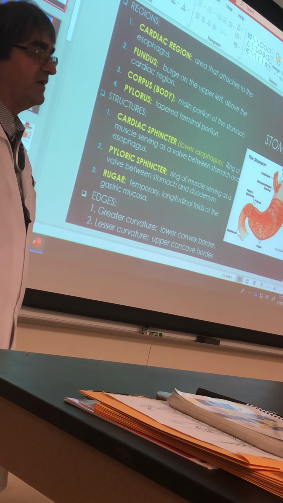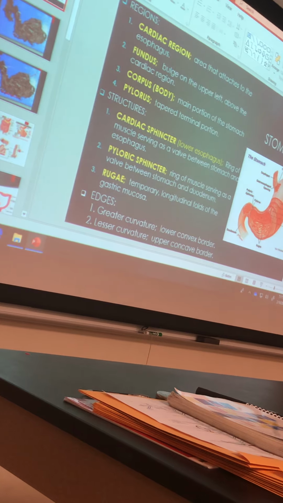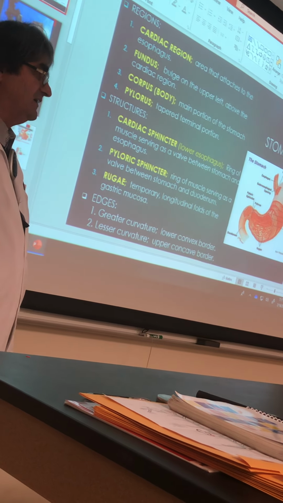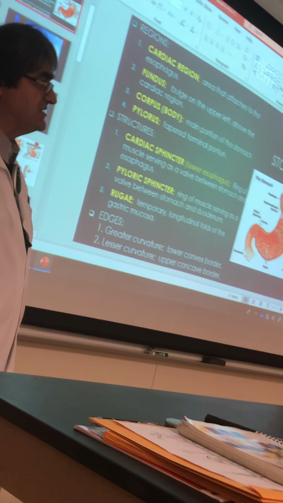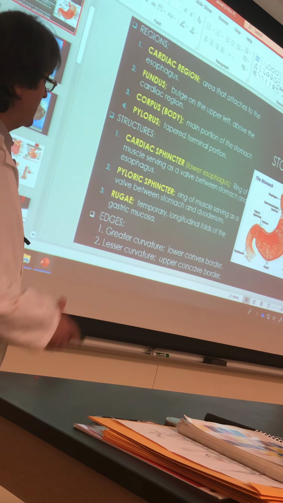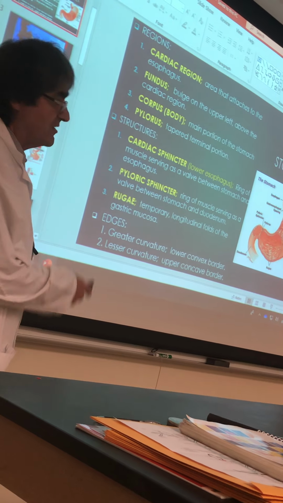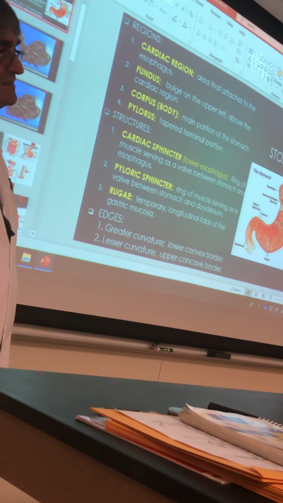Be able to identify any of them, and I will specifically ask you, what region is this? So you know to give me the region. Read the question. If I ask for the region, give me the region. What else could I ask? Cardiac sphincter, you can cross that off. Why? Because our specimen, it's so chewed up.